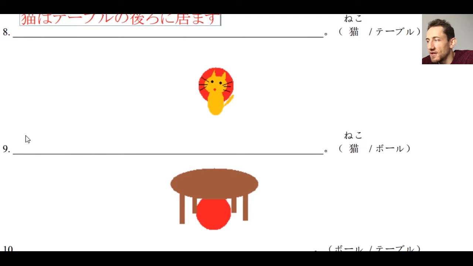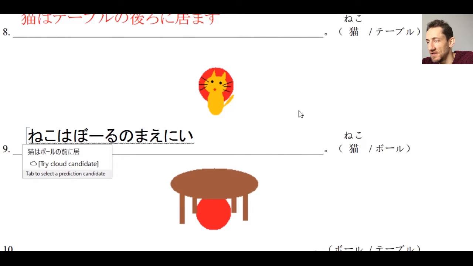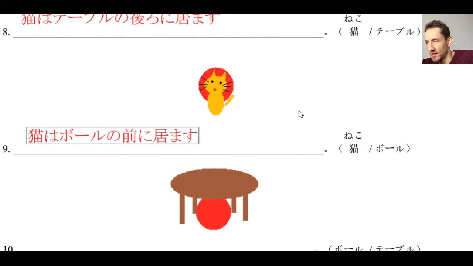Number 9, neko and boru. Of course the cat is in front of the ball, so we need to use mae. So neko wa boru no mae ni iru. Imasu, whichever one you want. Neko wa boru no mae ni imasu.